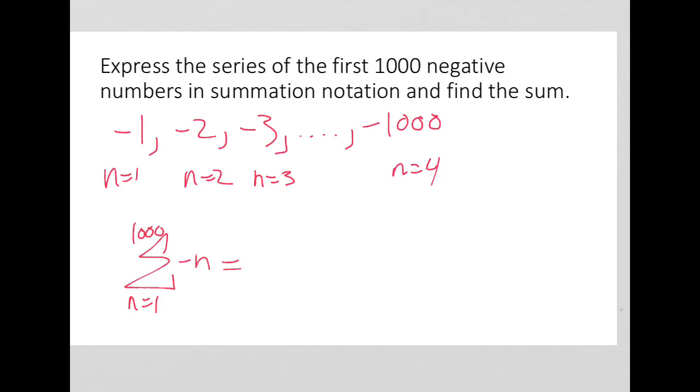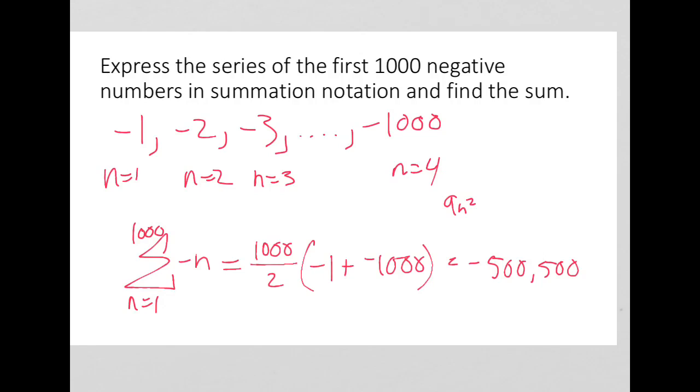And so then we can use our formula. We can say take half of the number of terms, so 1,000 divided by 2, and then multiply that by the sum of the first term and the last term. So if you calculate that, you should find your answer as negative 500,500.